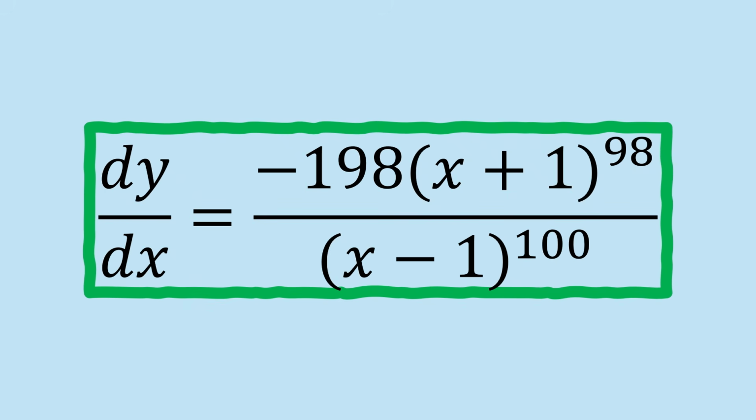And that's it. We have successfully differentiated the function, x plus 1 raised to 99, over x minus 1 raised to 99.